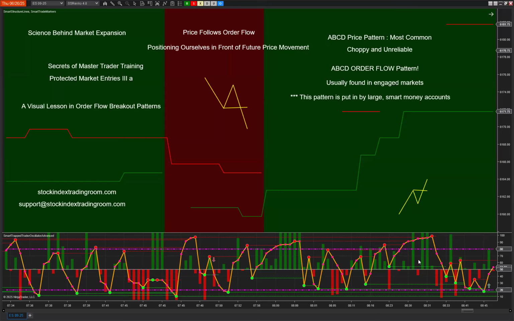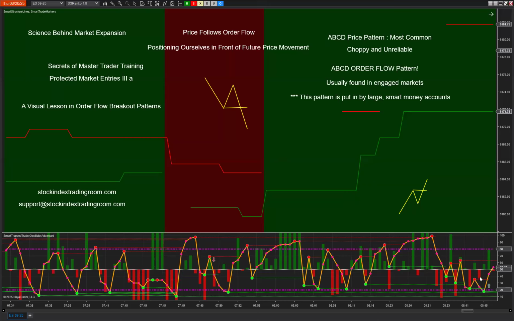Trap Trader Oscillator is a fourth generation, meaning Rob has refined and developed and tested and traded for 3 decades, Trap Trader Oscillator. And we're going to show you how it reads order flow, advanced order flow patterns that help our members get in front of future price movement. But here's the whole key.